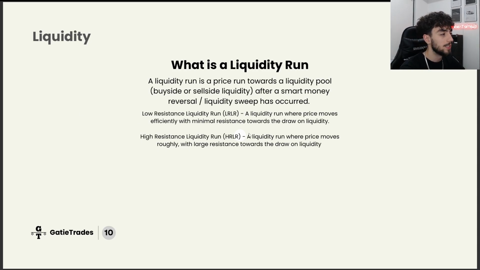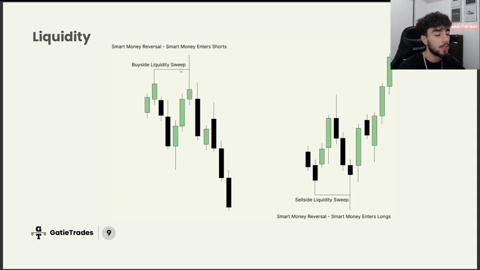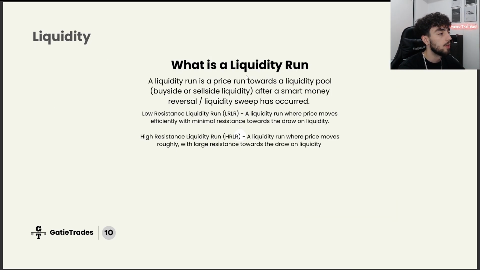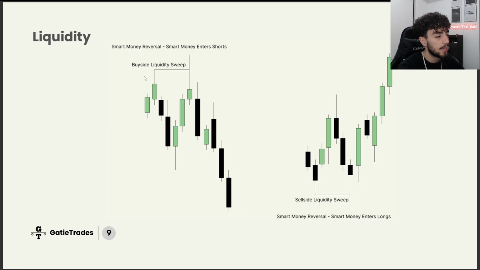So we know what a liquidity sweep is. After a liquidity sweep, we tend to have a run on liquidity. What is a run on liquidity? A liquidity run is a price run towards a liquidity pool, which is buy side or sell side liquidity, after a smart money reversal or liquidity sweep has occurred. So basically, after we take out liquidity, we tend to have a run on liquidity to then distribute those positions.